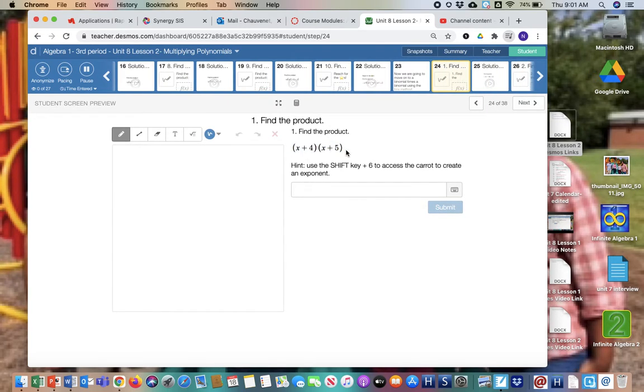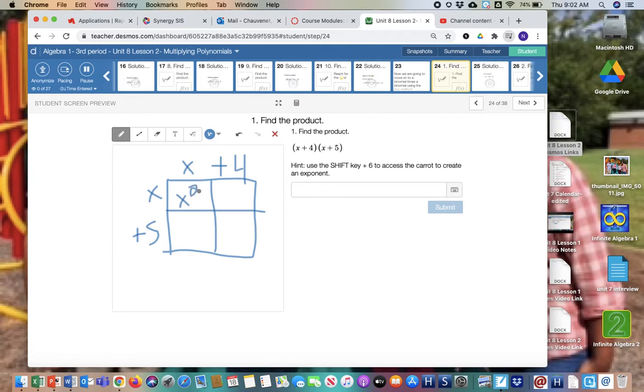So we're asked to multiply x plus 4 times x plus 5. So here's what we're going to do. We're going to literally draw a box, and then we're going to write what's up here first. So x plus 4, x plus 5. And basically, we need to multiply everything here times everything here. So you just multiply to fill in the boxes like tic-tac-toe style. So x times x, remember when you're asked to multiply the exponents, you add them, you get x squared.